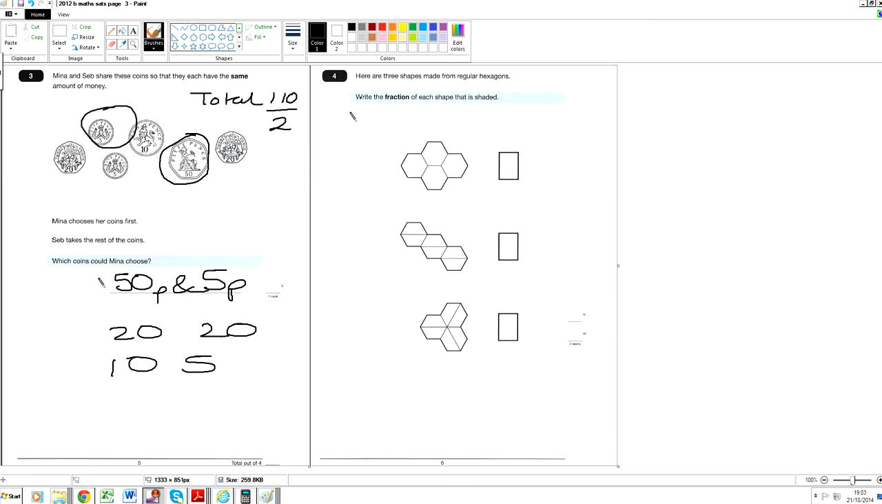Okay, question number 4. Okay, we're back now. Here are 3 shapes made from regular hexagons. Write the fraction of each shape that is shaded. So let's get cracking with that.